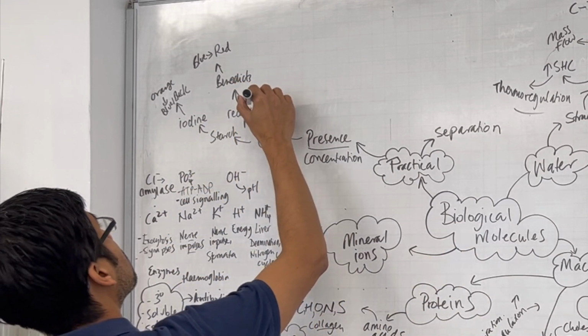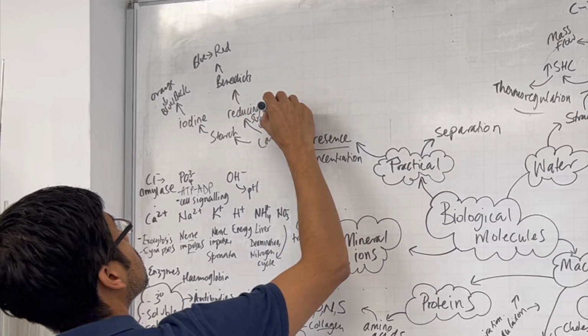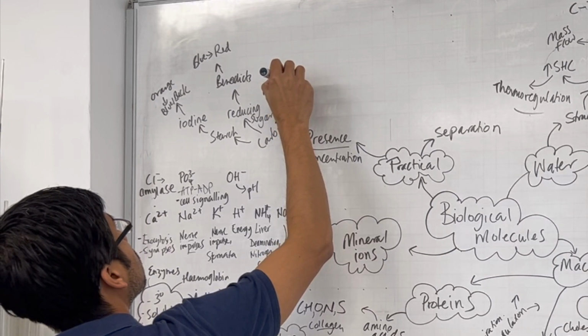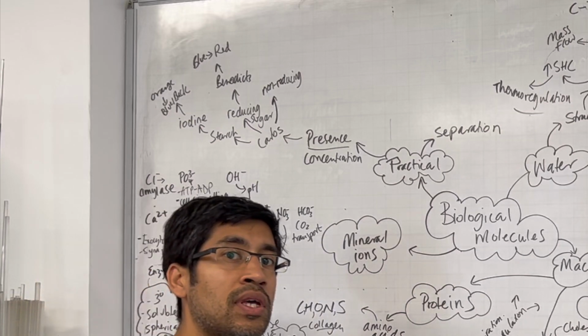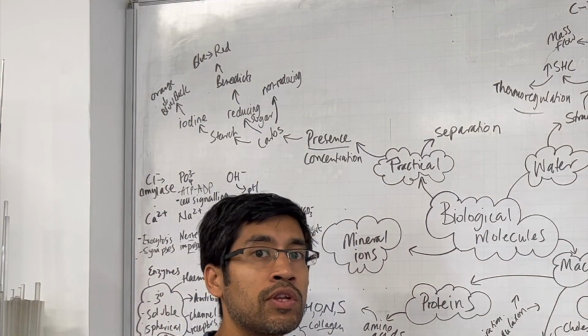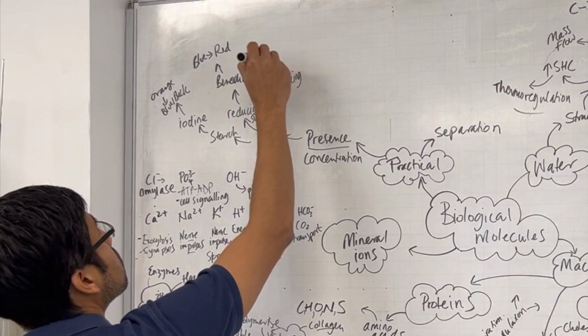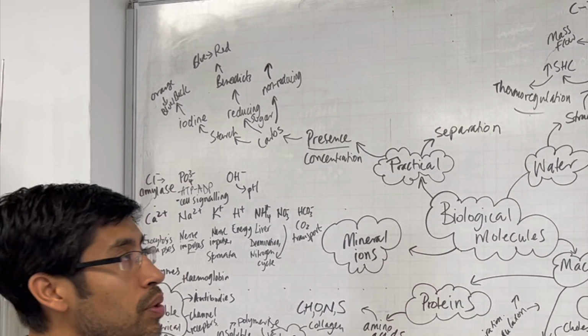Okay. There is also a non-reducing version of the test. So you might start off with something that is a non-reducing sugar, but there's a way to do the Benedict's test to even test whether a sugar that you have is a non-reducing sugar. So please look that up. It's a couple of extra steps. I think it's worth knowing.